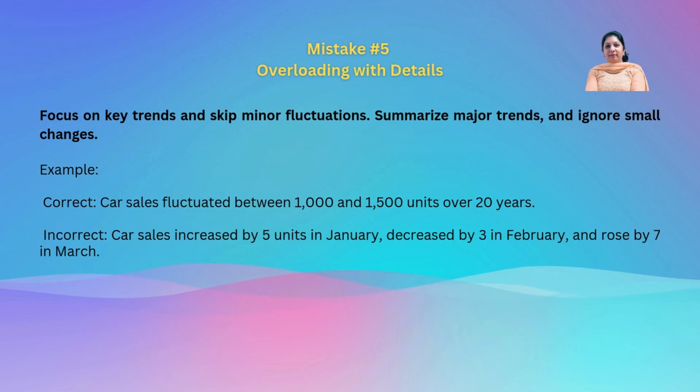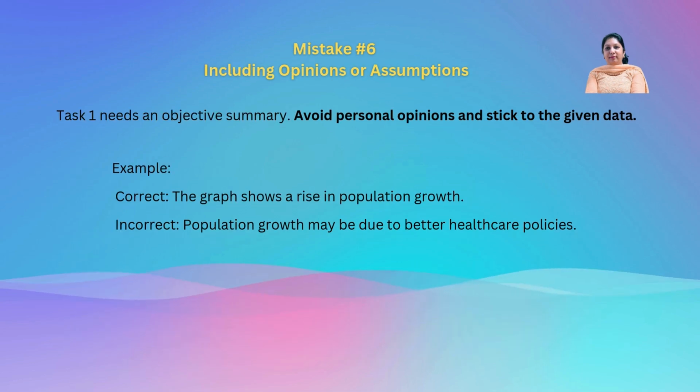Mistake number 5, overloading with details. Focus on major trends and skip minor fluctuations. Summarize key points and ignore small changes. Example: correct, car sales fluctuated between 1,000 and 1,500 units over 20 years. Incorrect, car sales increased by 5 units in January, decreased by 3 in February, and rose by 7 in March. Tip: stick to the big picture. Highlight the key trends.